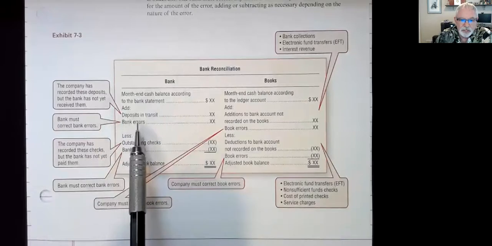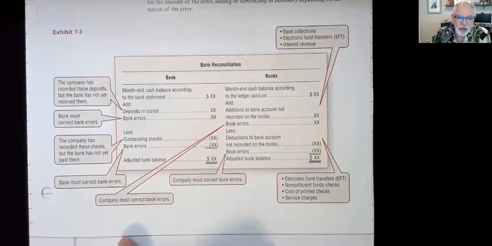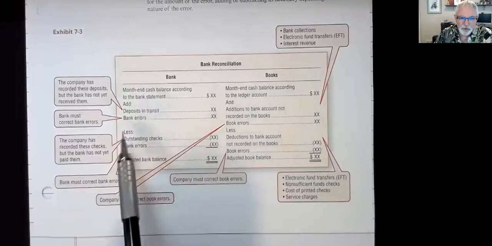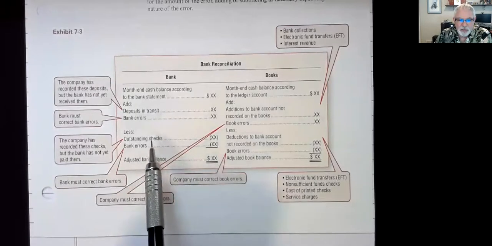You can go ahead and just kind of ignore these. I don't believe this chapter really gets into bank errors and or book errors that much. We want to focus on the real building blocks of a reconciliation. The next one is called outstanding checks.